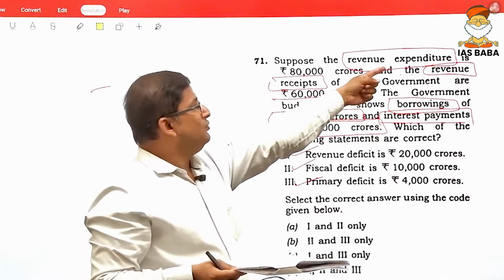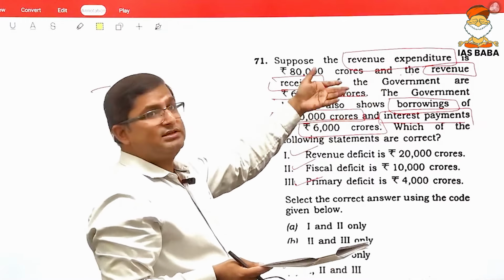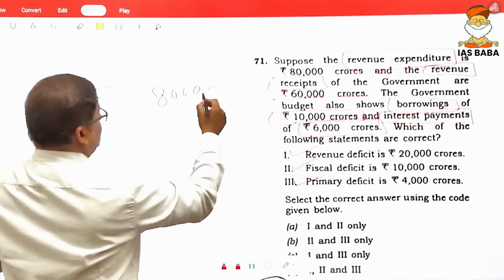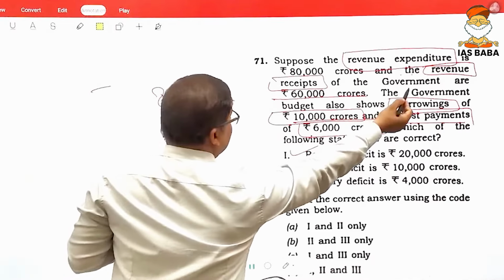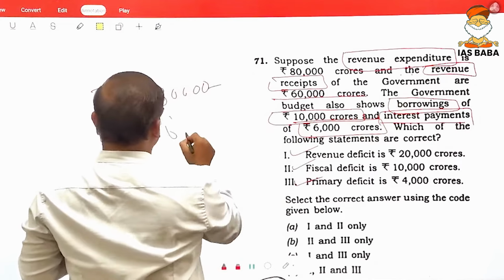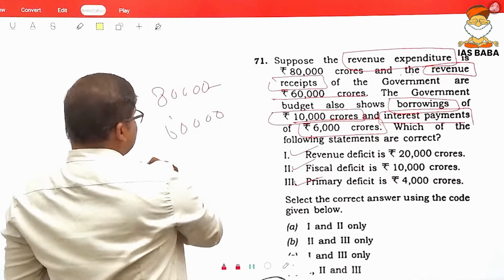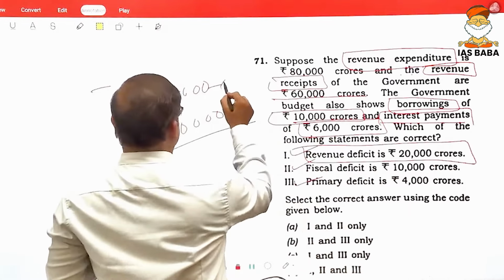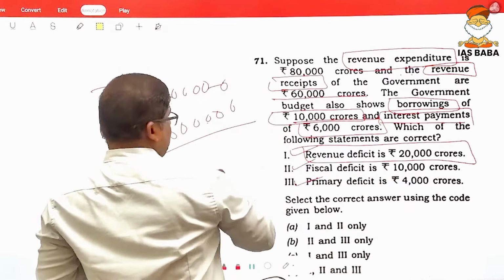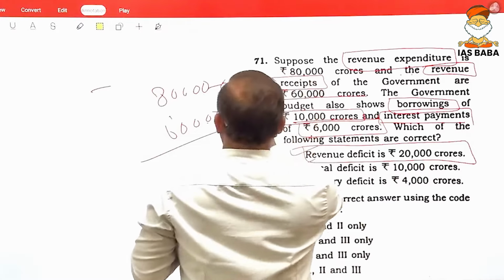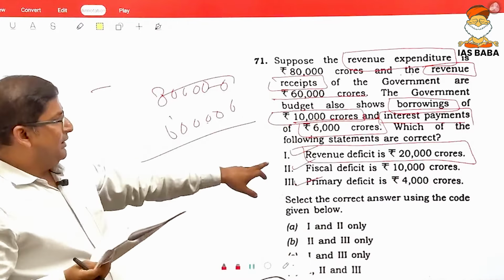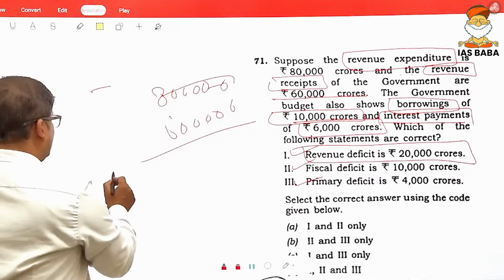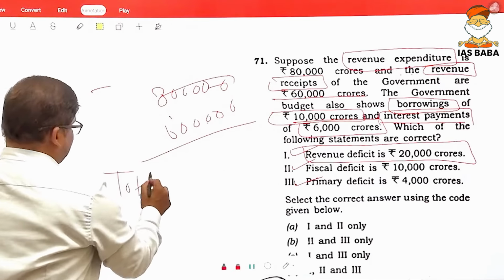Why? Because revenue deficit means revenue expenditure minus revenue receipt. So revenue expenditure is 80,000 and revenue receipt is 60,000. So if you subtract this, then you will get the revenue deficit as 20,000 crore rupee. Clear? But for finding out the fiscal deficit, we need the total expenditure of the government.